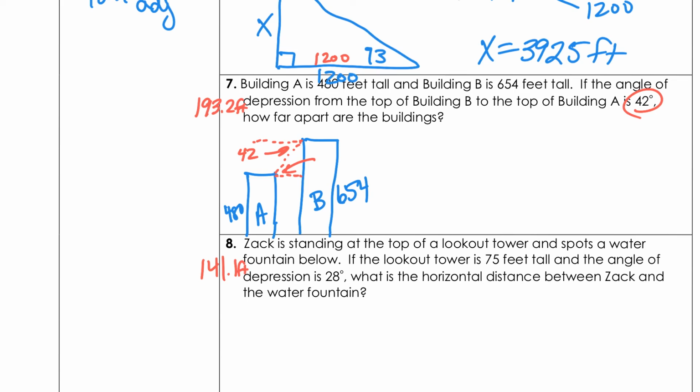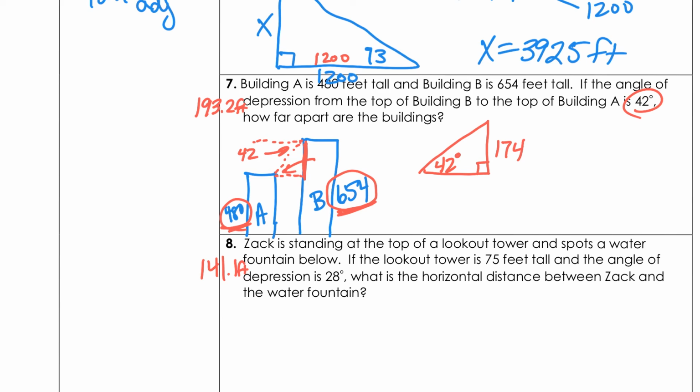Now, some of you may be thinking, well, we don't have enough information. All we have are the building heights. Exactly. We can take the difference between the 2 building heights to actually know how high our triangle is. So, in our right triangle, if we redraw that, we have an angle of elevation and depression of 42 degrees. The building heights have a difference from 654 to 480 of 174 feet.